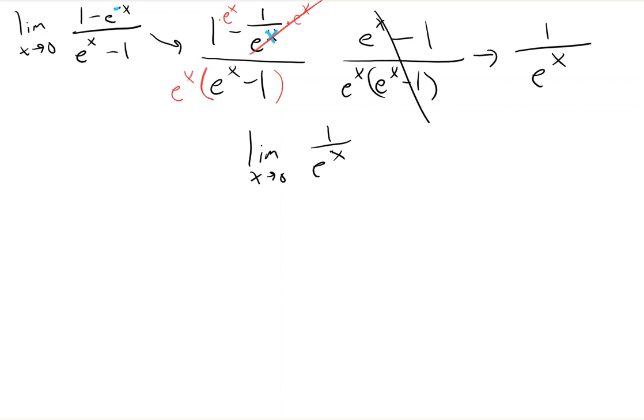If I plugged in 0 for x, I would get 1 over e to the 0, which is 1 over 1, because anything to the 0 power is 1. Therefore, that limit is 1.